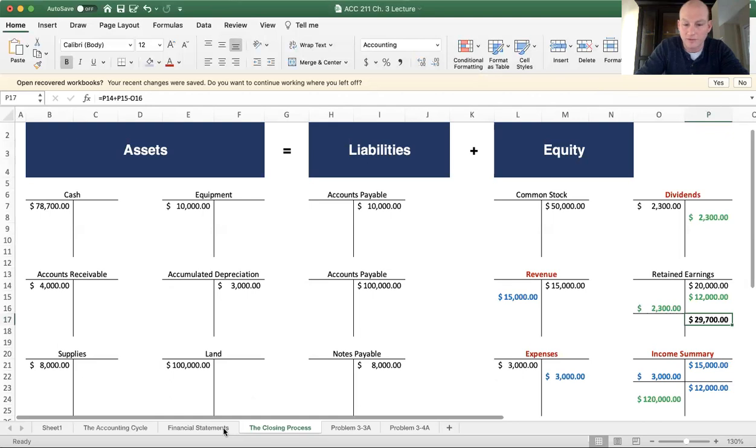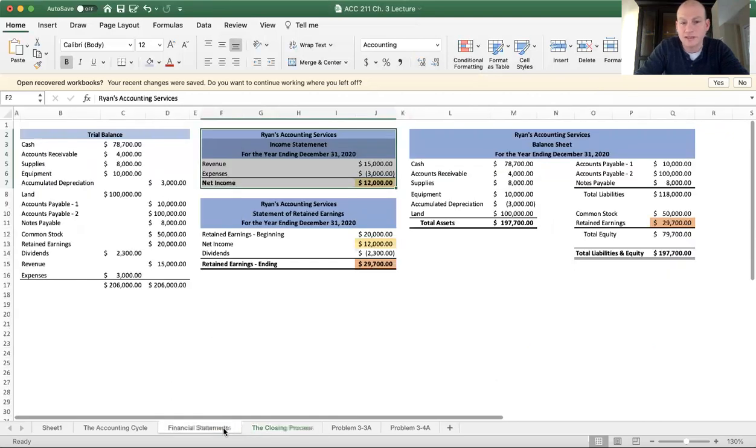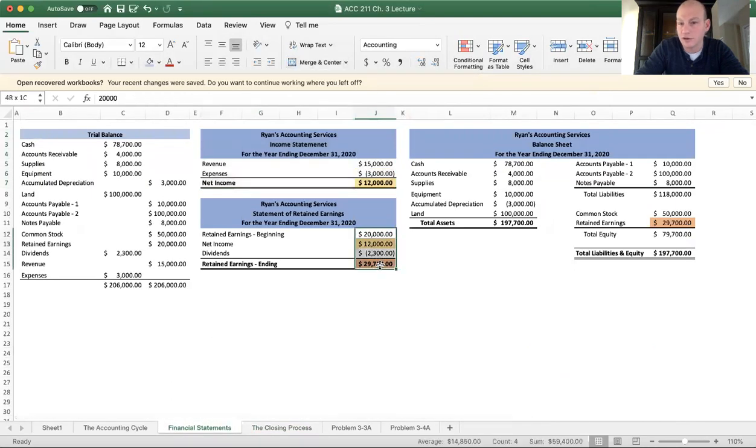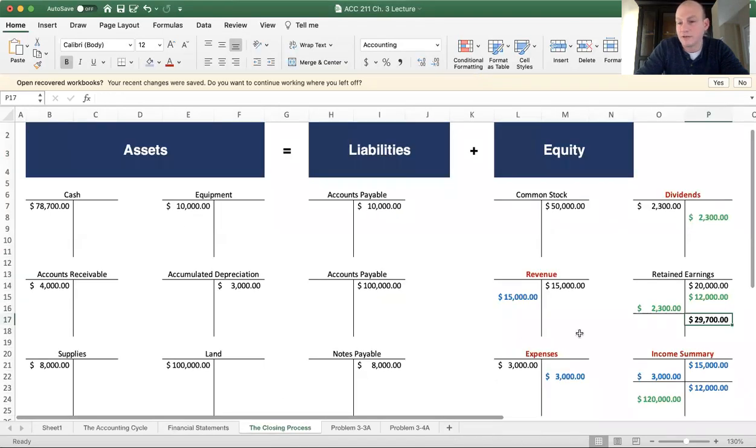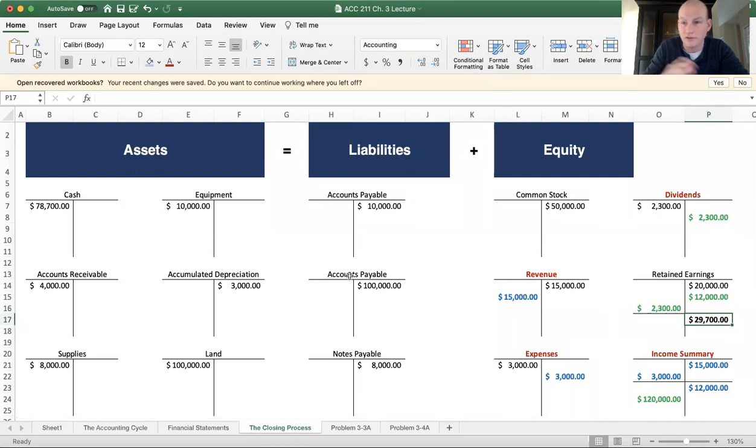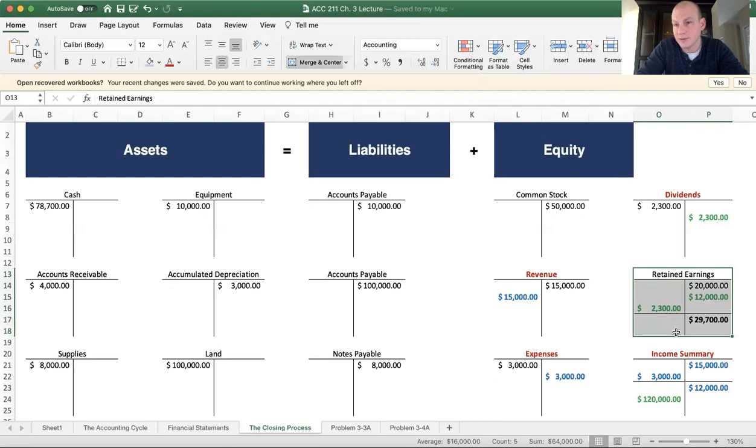So if you look back at the financial statements, that actually lines up with our statement of retained earnings over here. So the dividends account, be sure to note, it does not go to the income statement on the financial statements, and does not go to the income summary during the closing process. It goes right to retained earnings, and it goes right to the statement of retained earnings on the financial statements. This account right here represents the statement of retained earnings, financial statement, and this account right here represents the income statement.